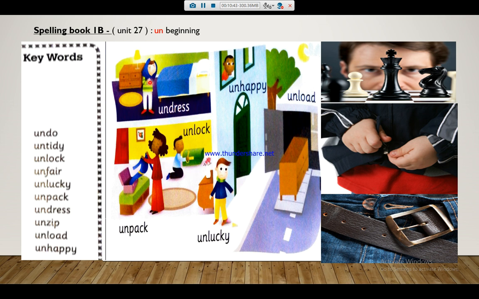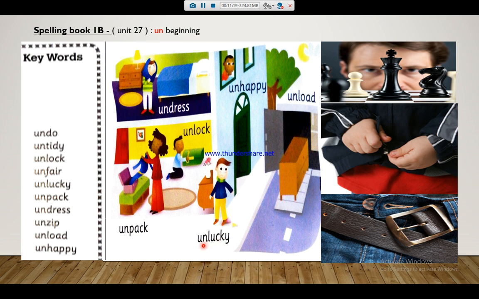Okay, I want you to look here at the pictures. Here we have the girl. She's taking off her clothes, so she undress. Undress. The boy is going to open the lock of the bag, so he is going to unlock. Unlock. And the lady here, she's taking things out of the bag. She is unpack. Unpack.